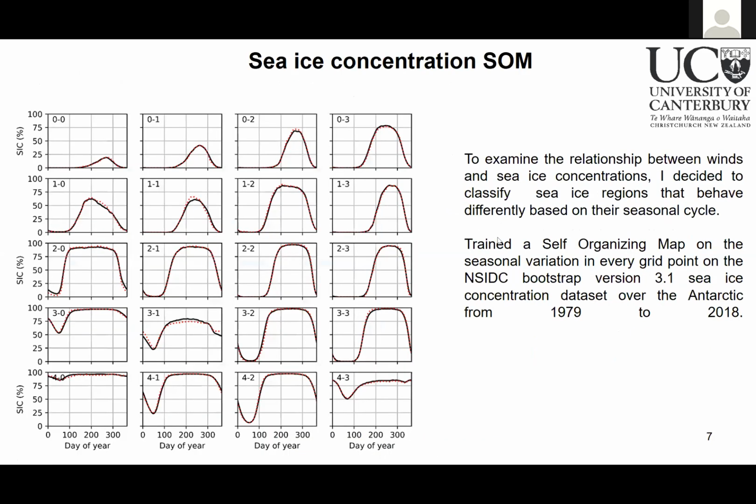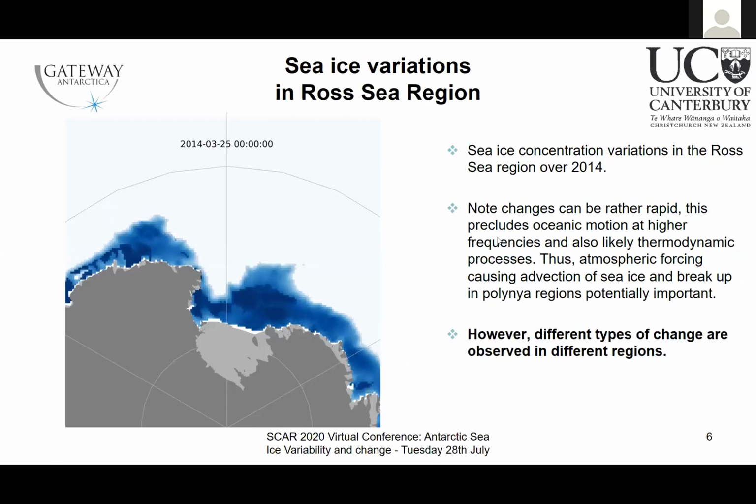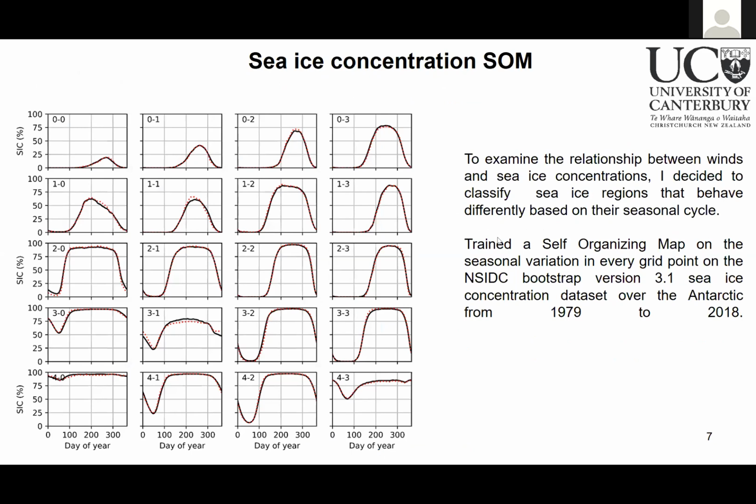Right, so I'll go on to what I've actually done. I used the NSIDC Bootstrap version 3.1 sea ice concentration dataset over the entire Antarctic from 1979 to 2018. For each year, I calculated a seasonal cycle for a particular grid point. And then I put all of those grid points and all of those seasonal cycles for all of those years into a self-organizing map. And when I form that map, I get this kind of pattern.